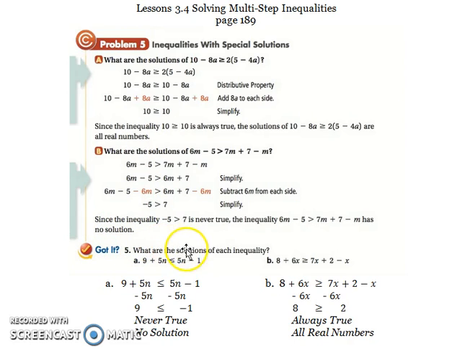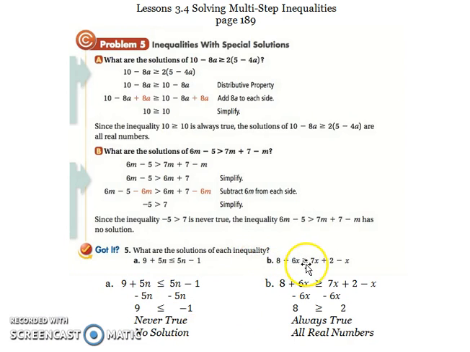Okay? So for the got it, 9 plus 5n less than or equal to 5n minus 1. Pretty good hint, when they're the same variables, they're going to drop out. So if you subtract 5n from both sides, you end up with 9 less than or equal to negative 1. That is never going to be true, which means nothing you put in here would ever work, so there's no solution.